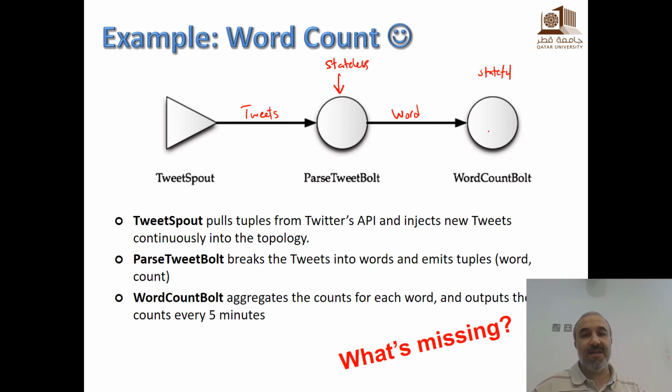What do we need to make this one actually produce what we want? It has to save the state. What is the state? The current counts of each one. Okay. How can I guarantee that I will have correct counts for all the words?